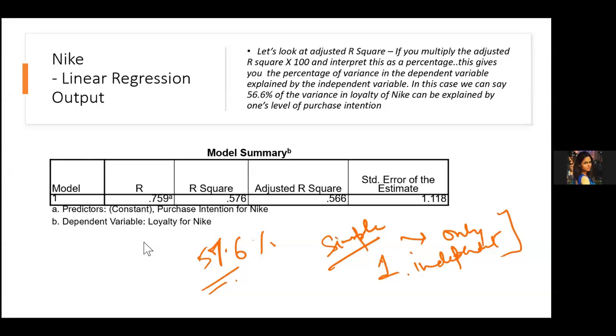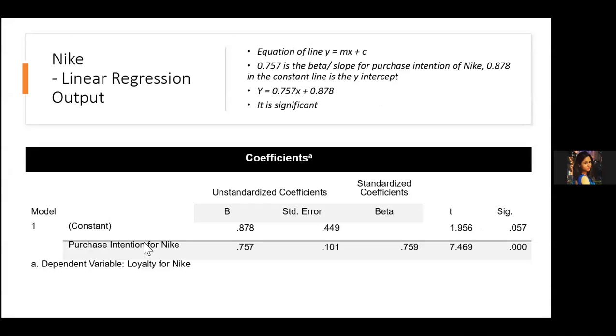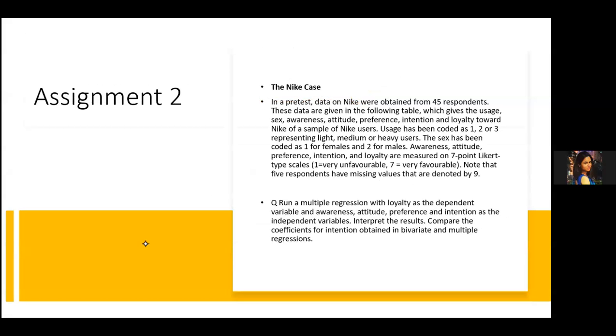Okay, so R square value. That's why I'm not checking adjusted R square. I'm just checking my R square value, that is 57.6%. Let's see what happens when I add other variables. Okay, let's see first the coefficient table. So simply we can derive my regression equation here, right? 0.757x plus 0.878.